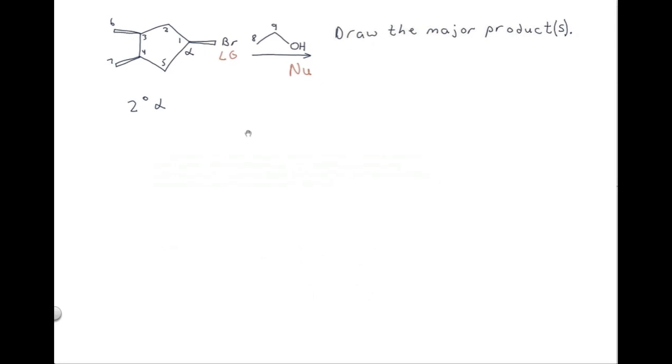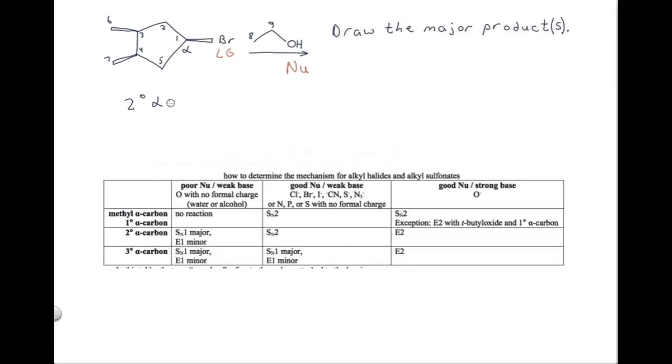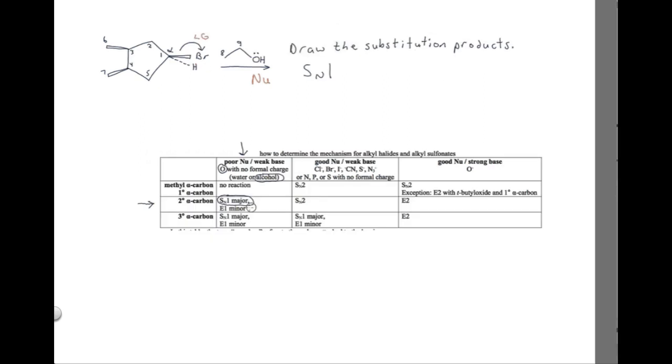Now we can choose our mechanism. Secondary alpha carbon puts us in the middle row. And neutral oxygen in an alcohol puts us in the poor nucleophile column, so the major mechanism will be SN1. The table says that in this case we can get SN1 major and E1 minor, but the instructions say to draw the substitution products. So substitution products would come only from SN1, not from E1.